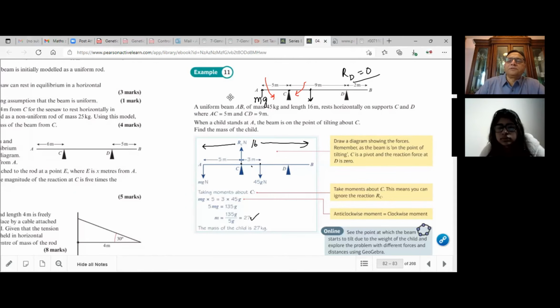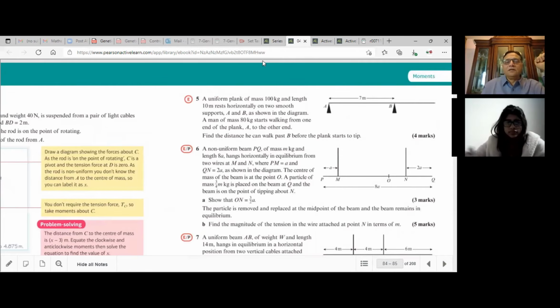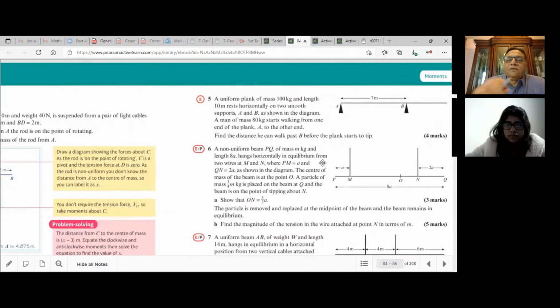Let's take some examples. More space to work here. Okay. So let's do question number 5, which is a uniform plank of mass 100 kg and length 10 meters. So let's write down 10 meters.